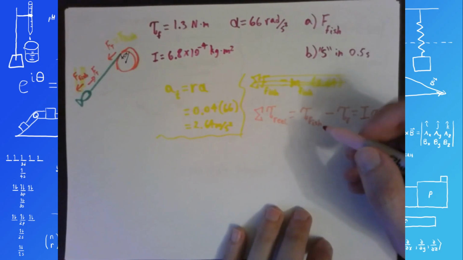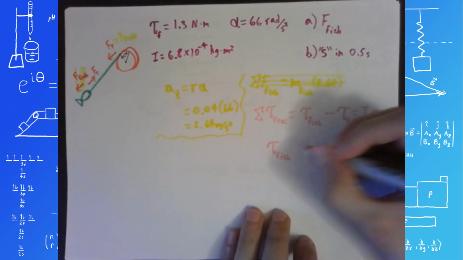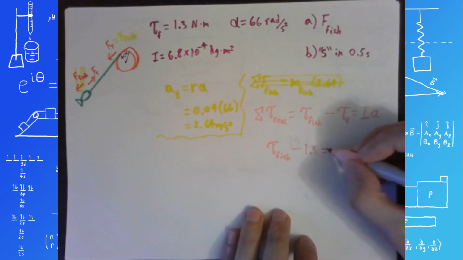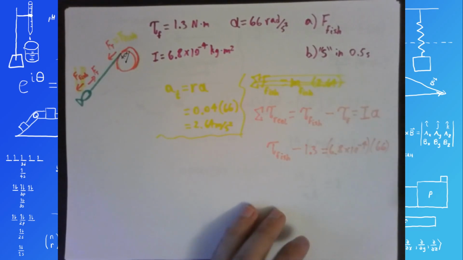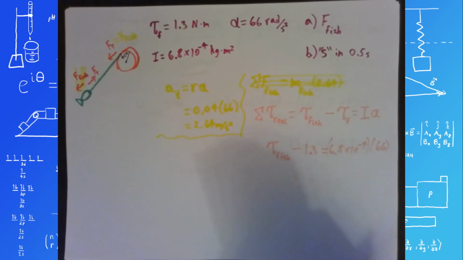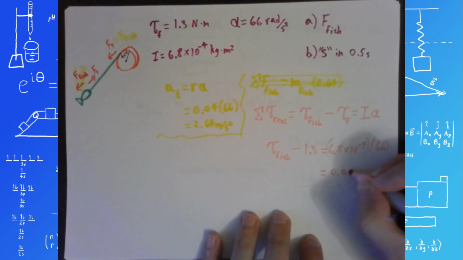So for the torque of the fish, we'll figure that out in a minute. The frictional torque is 1.3 Newton meters, and then we've got just the numbers they gave us, 6.8 times 10 to the negative 4 for the moment of inertia, times 66 for the angular acceleration. Let's see, 6.8 times 10 to the negative 4 multiplied by 66 gives me 0.04488. So hardly anything, 0.04488.